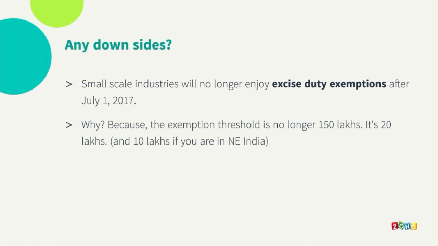In the current system, if your turnover is like 150 lakhs, and during the previous year your turnover did not exceed 400 lakhs, then you were no longer required to pay excise duty during that financial year. But right now, the threshold for GST exemption has been brought to 20 lakhs in major part of India, and 10 lakhs if you are in Northeast India. That means most of the small scale industries are now going to come under the purview of GST. So this particular exemption is pretty much non-existent right now. That is going to be the downside.